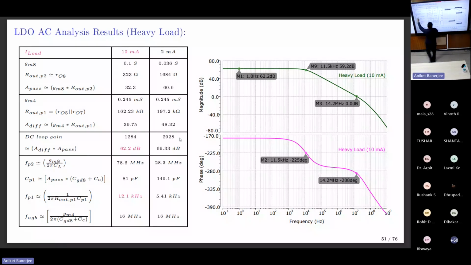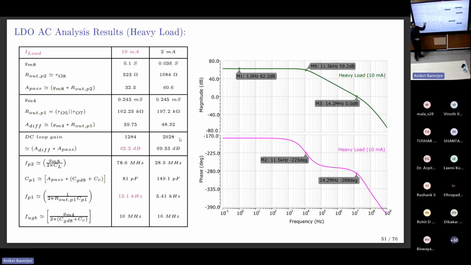Same, this again shows the DC operating point for the MOSFET, diffamp, DC loop gain, pole 1, pole 2 frequencies. Here we want to support fast transient response. When I say fast transient response, the UGB is shifted to very high frequency. UGB here is 14.2 megahertz. In the previous case, it was around 400 kilohertz. 400 kilohertz changing to 14 megahertz.